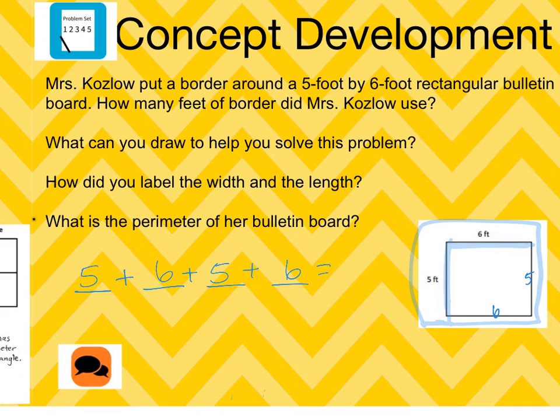Okay, boys and girls, so hopefully you all typed in your answer. Let me figure out my perimeter real fast so I could do my doubles. 5 plus 5 is 10. 6 plus 6 is 12. 10 plus 12 equals 22. So her perimeter would be 22 feet. So hopefully in your answer box you typed in 22.